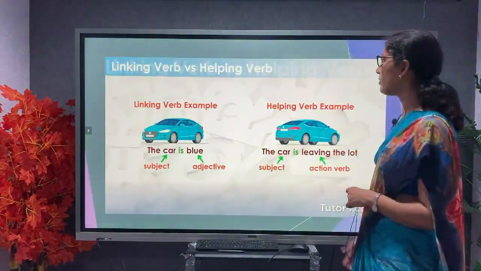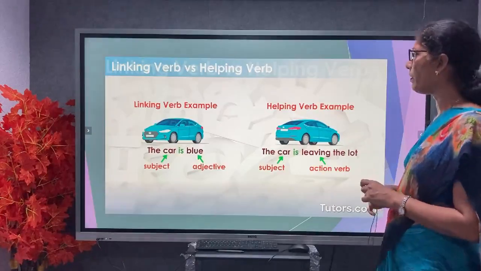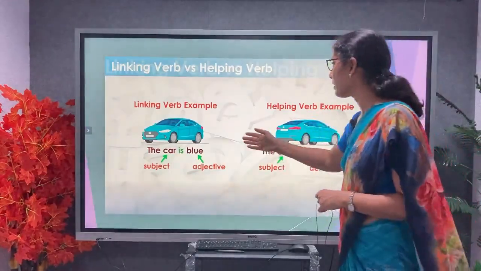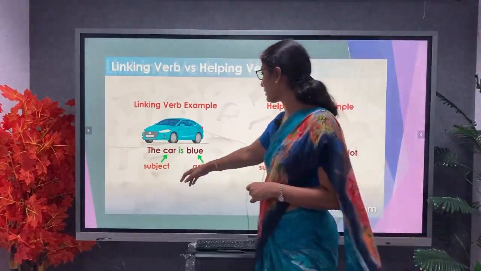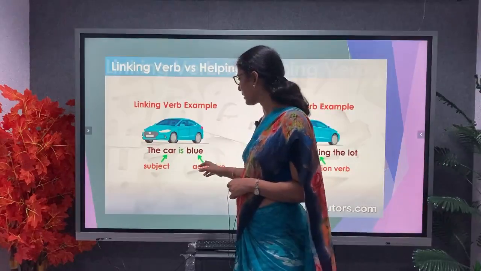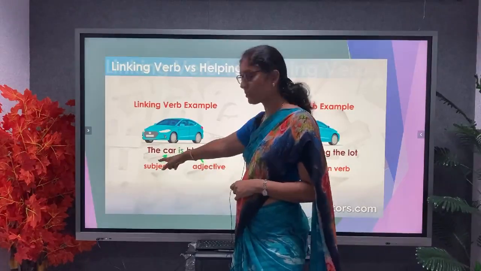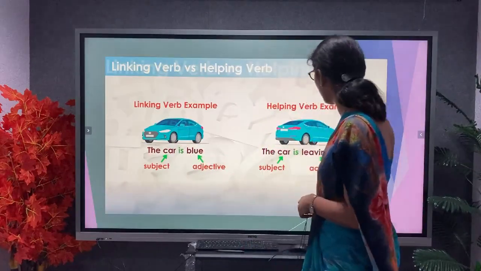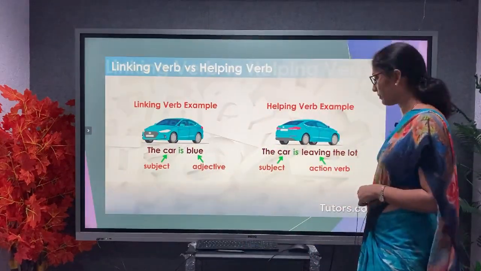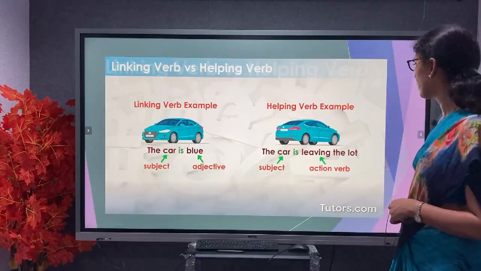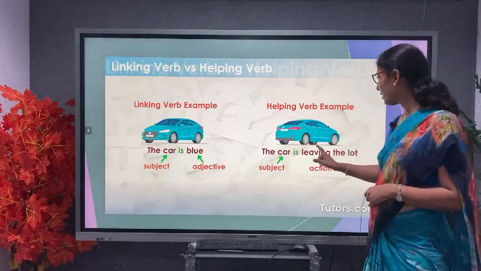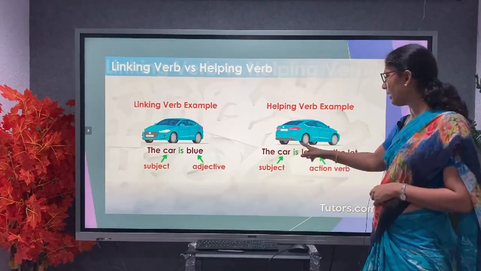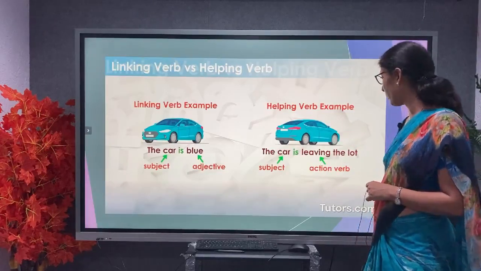Next, linking verb. Some another example. Linking verb example: The car is here. This is a subject. This is an adjective. This adjective is adding information to the subject. So this is a linking verb. The car is leaving the lot. Okay, so the car leaving is the principal verb and is the helping verb.